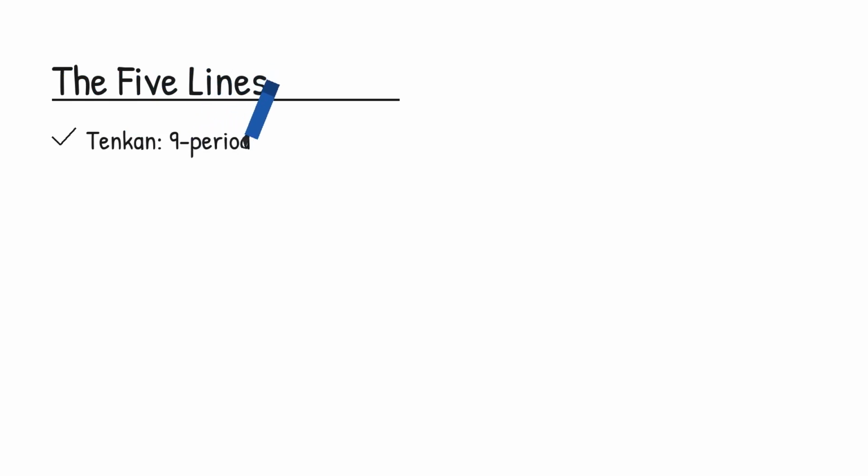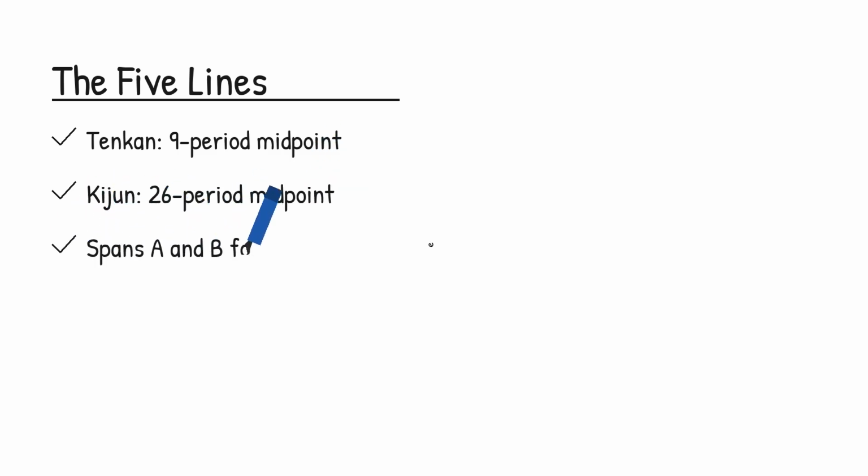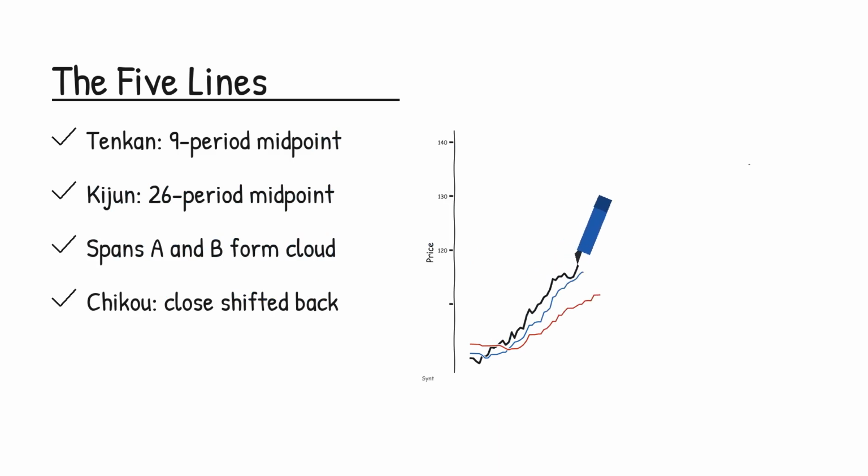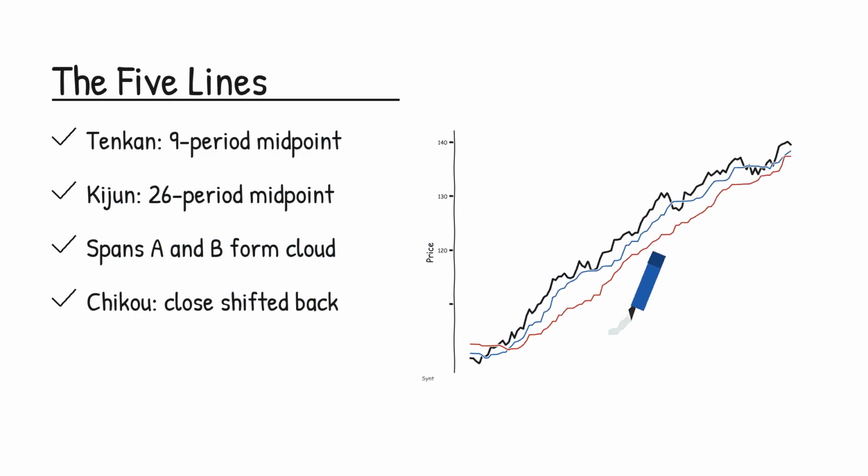Ichimoku has 5 components. Tenkan, the conversion line, is the midpoint of the highest high and lowest low over 9 periods. Kijun, the baseline, is the same calculation over 26. Senkou Span A is the average of Tenkan and Kijun, plotted 26 periods forward. Senkou Span B is the 52-period midpoint, also pushed forward. Chikou is today's close, shifted 26 periods back.